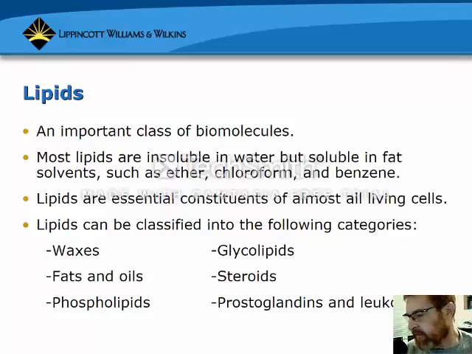The next class of biomolecules are lipids. The easiest way to remember lipids is that these are fats. Since oil and water don't mix, these are things that don't dissolve in water. We have a few places within the cell where these lipids are very important, but the main one we think about is phospholipids, or the cell wall.